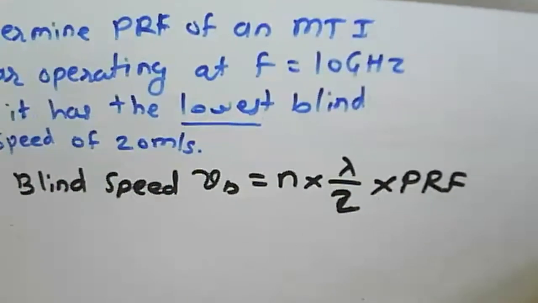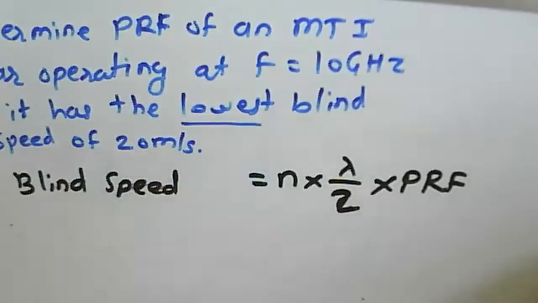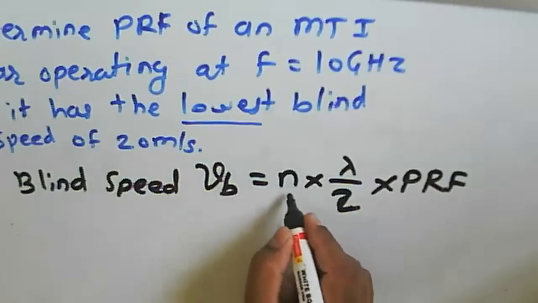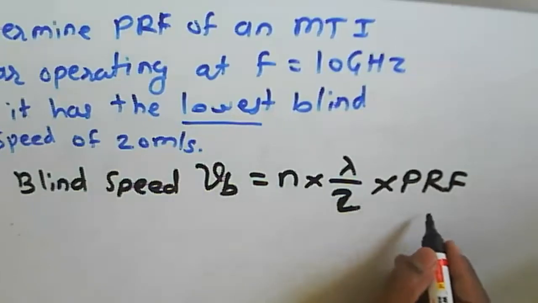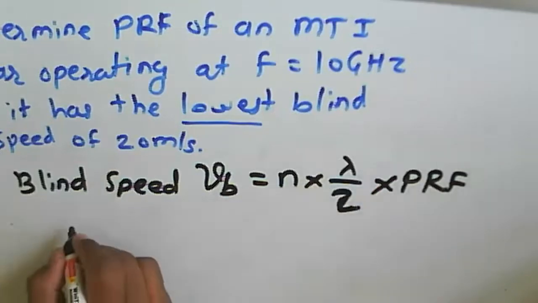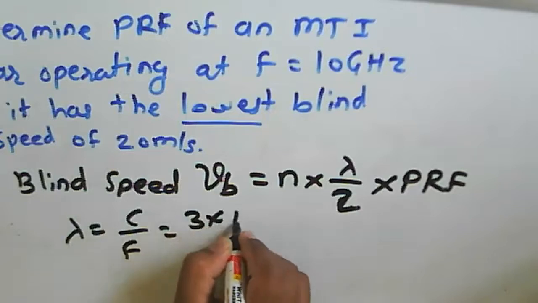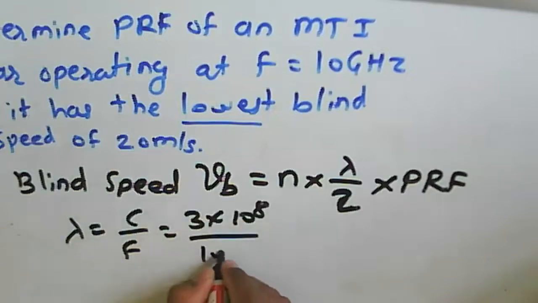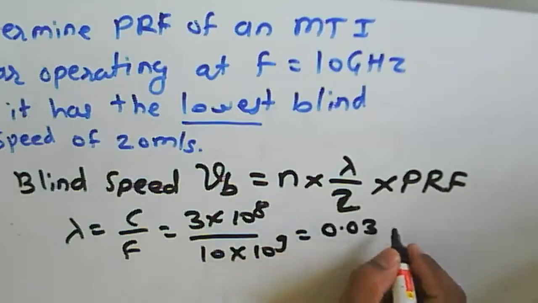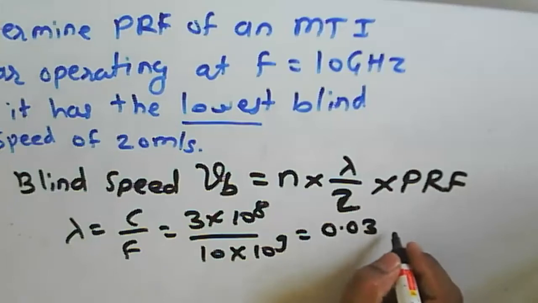Okay, blind speed is equal to this one, VB is equal to n into lambda by 2 into PRF. Now lambda is the wavelength. So lambda is equal to c by f, 3 into 10 to the power 8 divided by 10 gigahertz. Okay, so we will get 0.03, that is your lambda here.